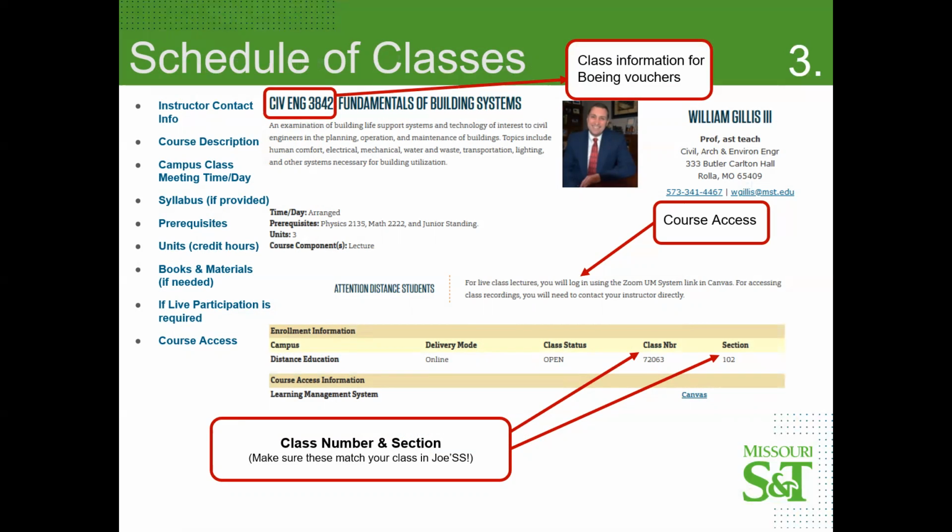Sometimes you'll get a link to a syllabus or the books that are needed. And over here, sometimes you'll see prerequisites underneath the course description. So this also shows you units and the course component, which this is a lecture. So for course access, if you come down here, it'll tell you for live class lectures, the login to the Zoom system link in Canvas.